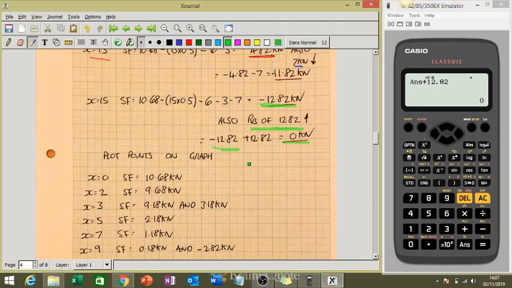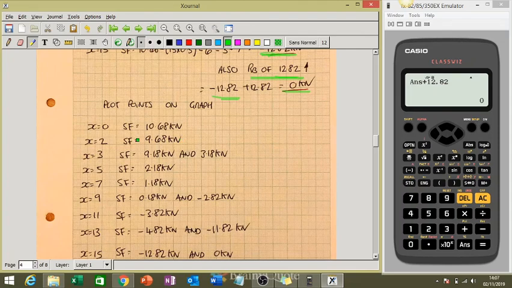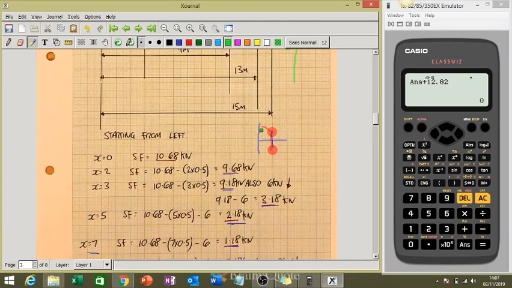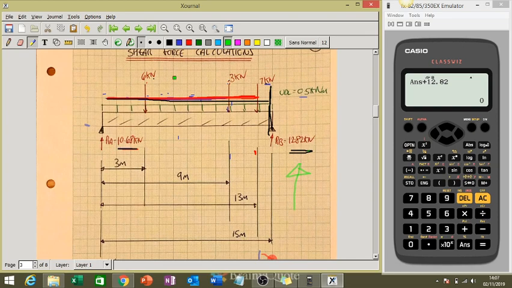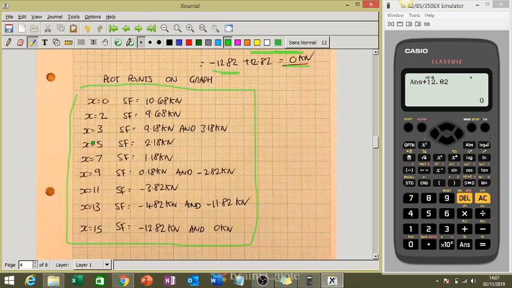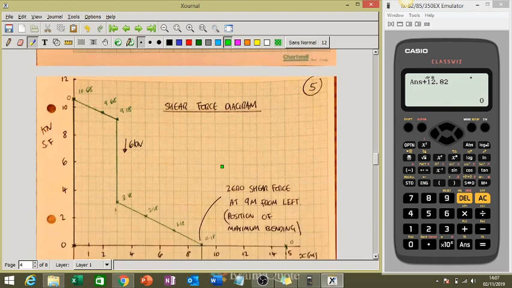So that's the shear force calculations at these points. Try and go as many points as you can, but I would really go where there's definitely point loads. So we've got 2 points there, 2 points there, 2 points there, and 2 points there in theory. And plot your graph on a bit of graph paper. There we go. So there's all my plots.